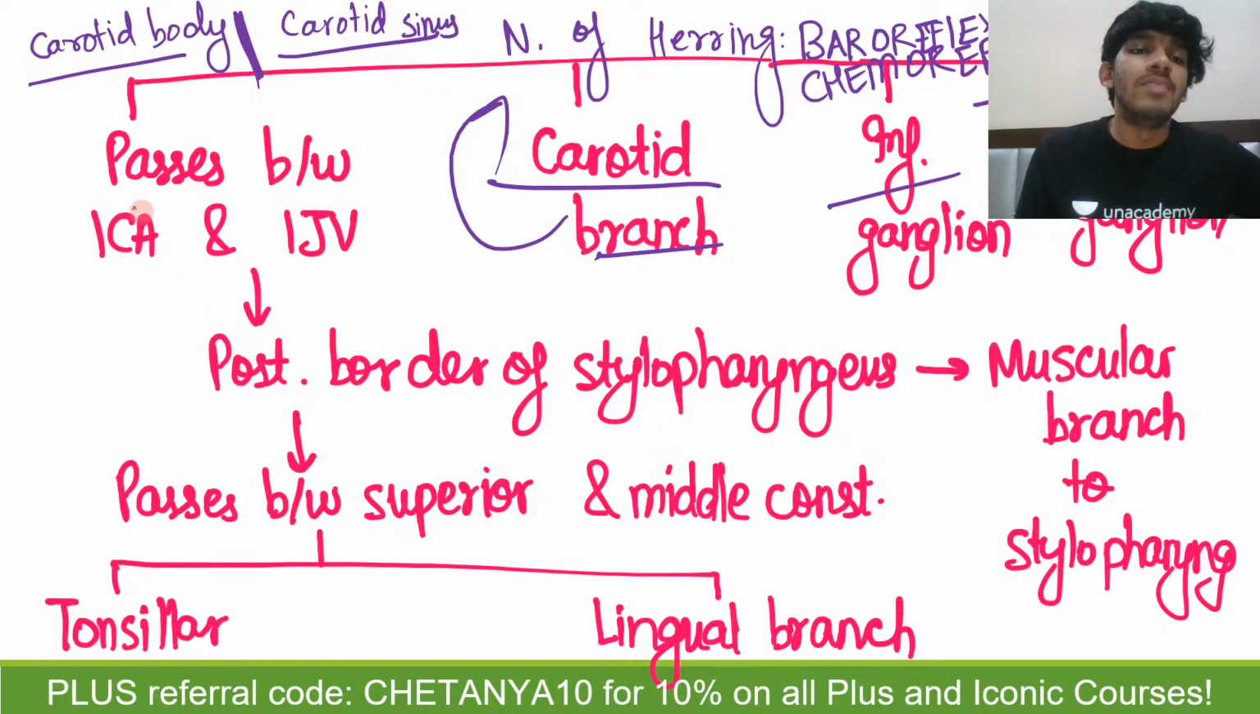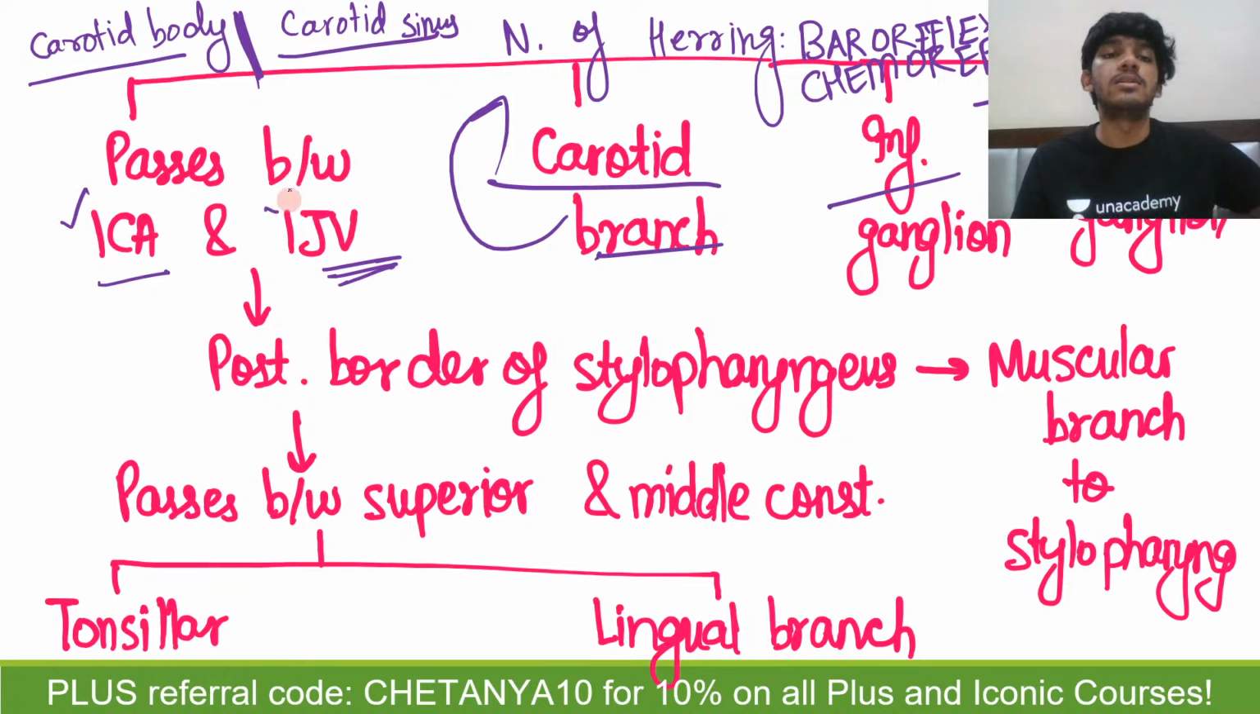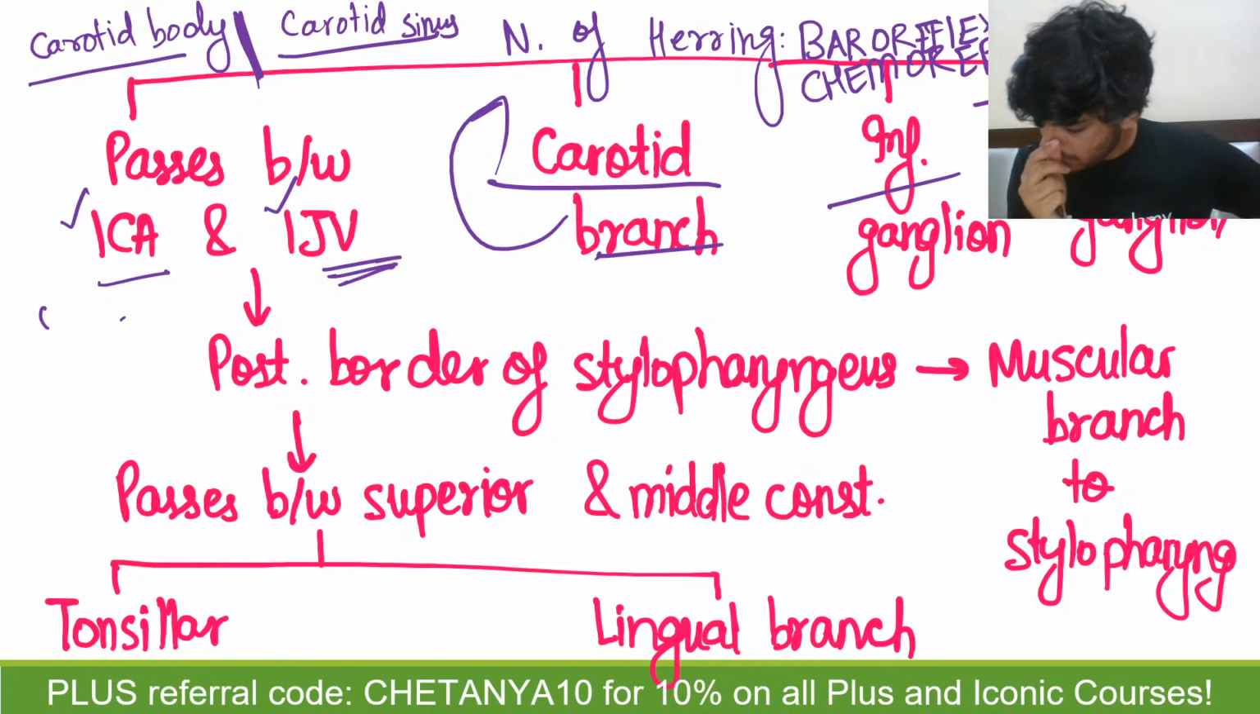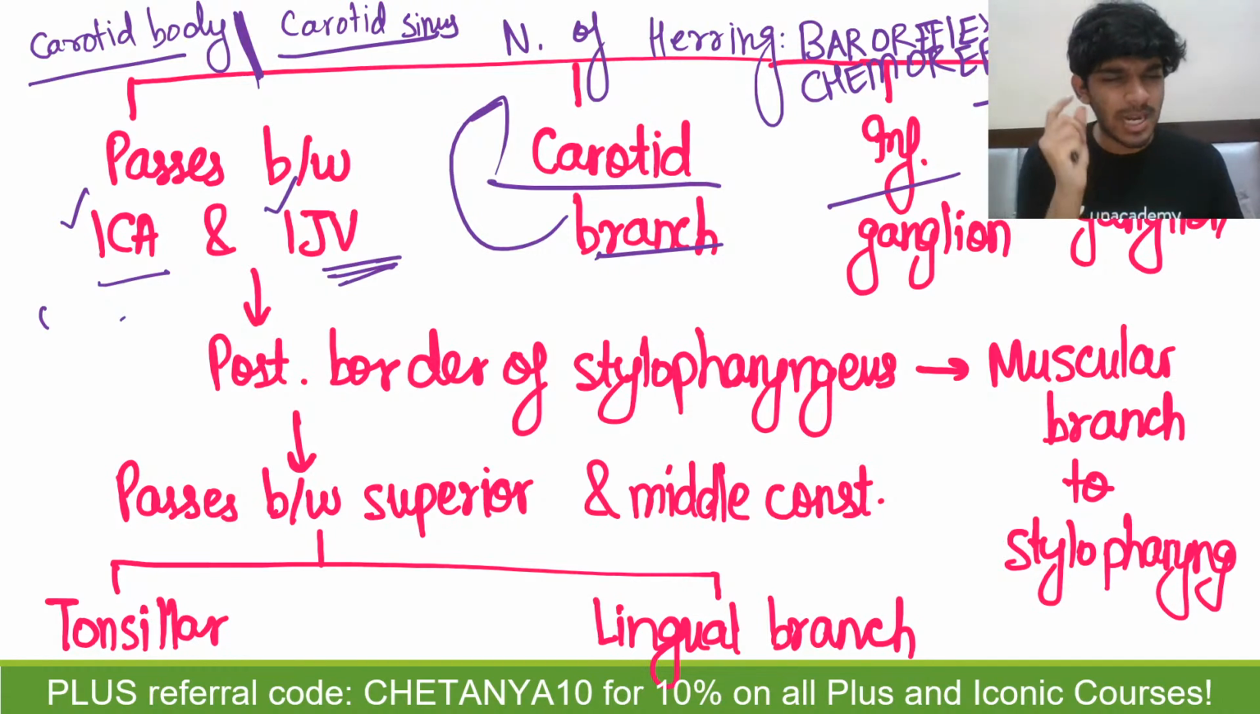So then this passes between the ICA and the IJV, right? So it passes between the internal carotid artery and the internal jugular vein. They're present inside the carotid sheath. Or am I wrong? Yes. The sinus is the baroreceptor and the body is the chemoreceptor. Absolutely correct concept, Akash Saha, bang on.